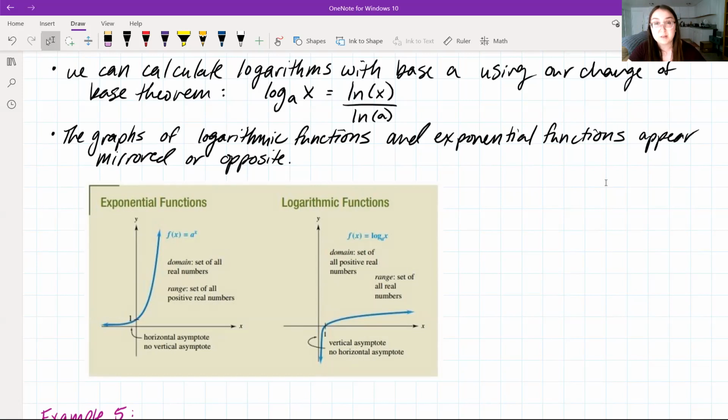Then if we look at our logarithmic function, we see f of x is equal to log base a of x, so we're assuming base a. The domain is the set of all positive real numbers, so our x values will always be positive, never 0. Our range is the set of all real numbers, and we have a vertical asymptote and no horizontal asymptote. If we graph them on the same graph, they would look mirrored or opposite: one graph going this way and one graph going this way. We also did that in section 4.3.